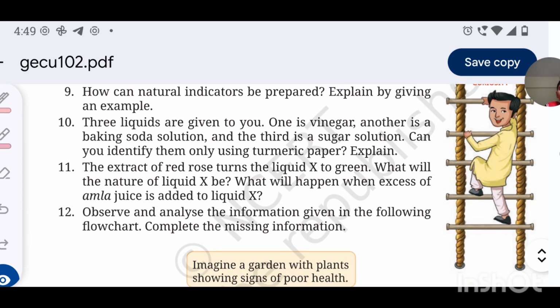Okay, ninth one. We did many activities for the ninth one; beetroot I showed you. Okay, the 10th one: 3 liquids are given to you. One is vinegar, next one is baking soda solution, and third one is sugar solution. Can you identify them only with turmeric paper? No, because the turmeric paper only checks for basic, so we can't identify.